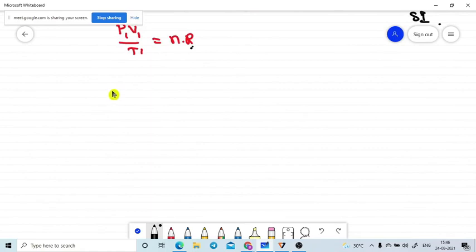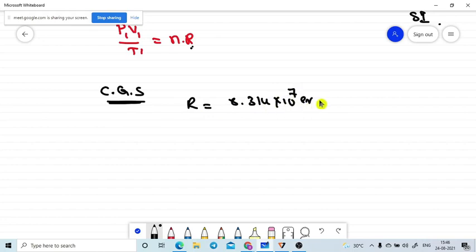Now I am performing the problem solving in the CGS system. How can you do? First of all I am concentrating on the R value. R value is equal to 8.314 into 10 to the power of 7 erg per mole Kelvin they given. Directly we can use. Another one, what they given? Volume they given. Volume is equal to 200 cc, centimeter cube. We can use directly 200 centimeter cube.